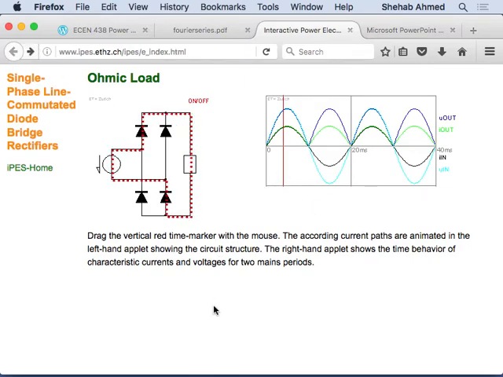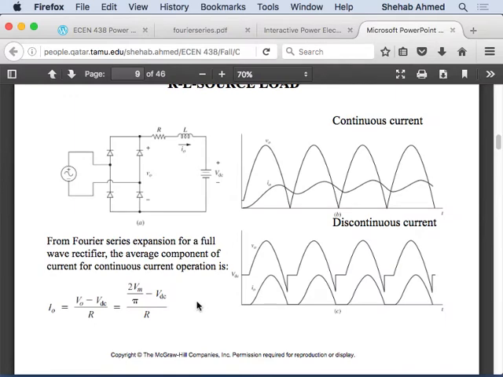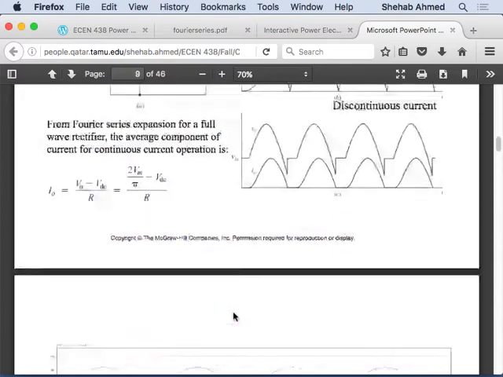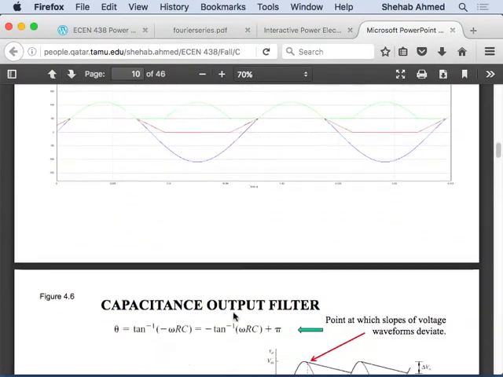We will go through another one where we do the output capacitor example. So any questions on this? Discontinuous mode? Good. These are just some simulations I did.